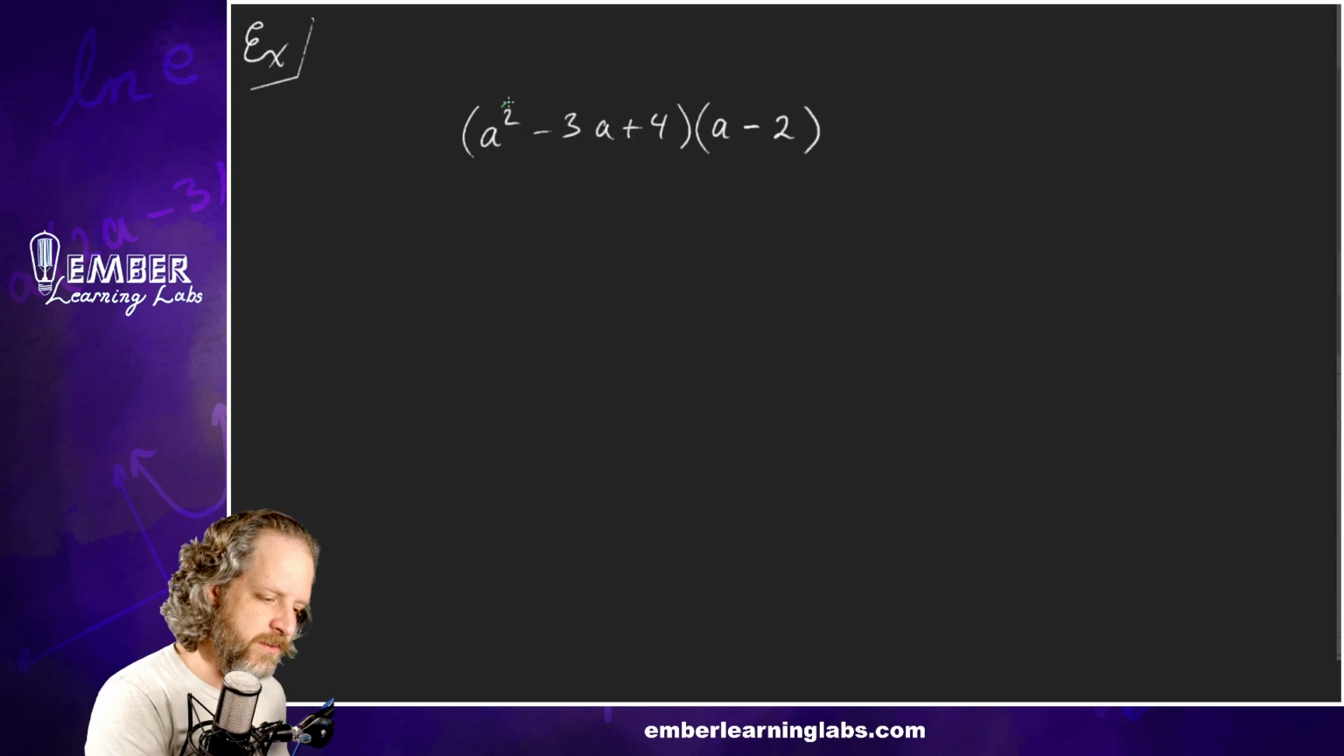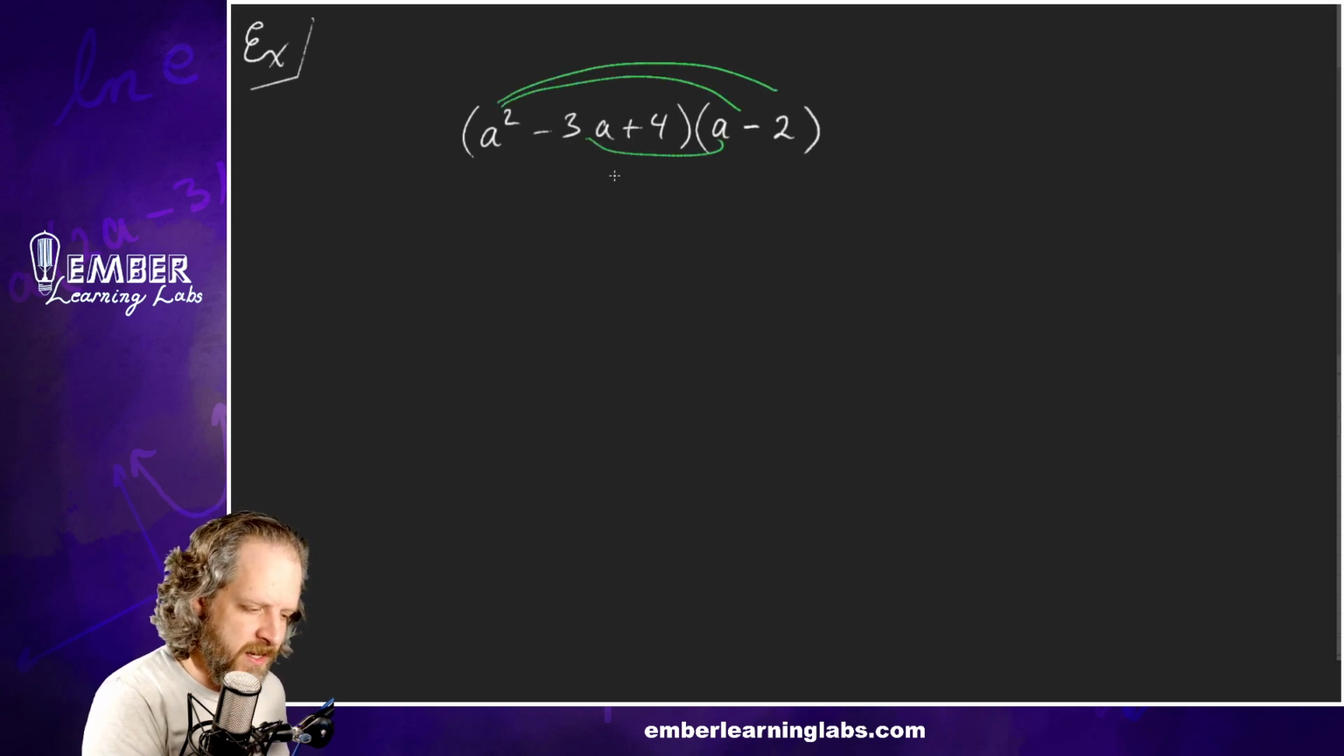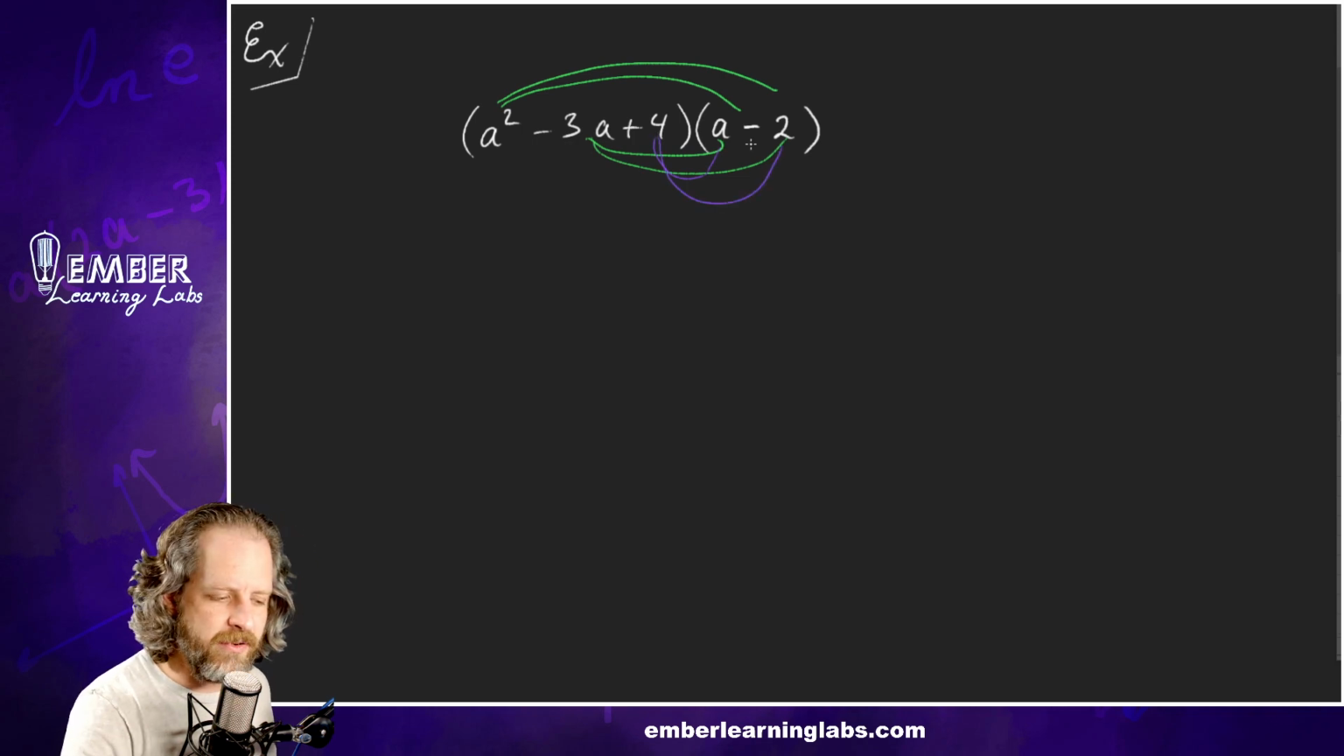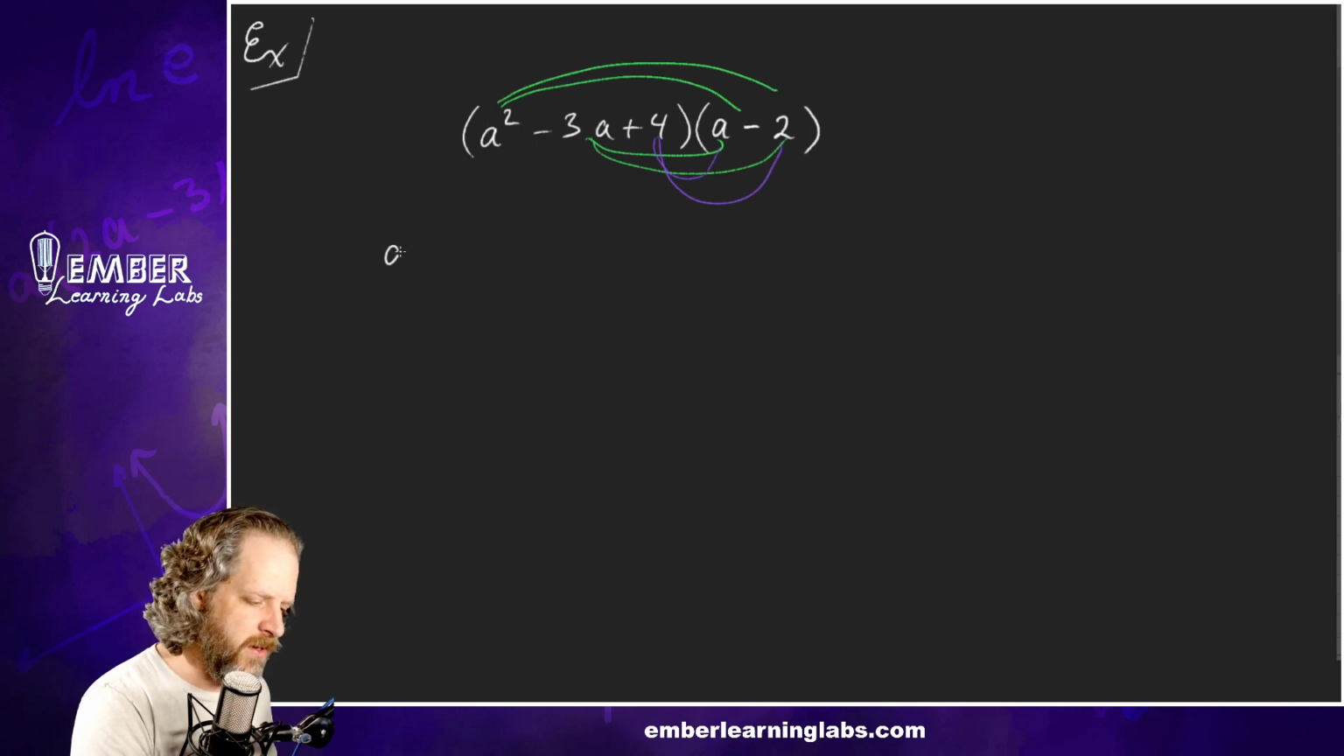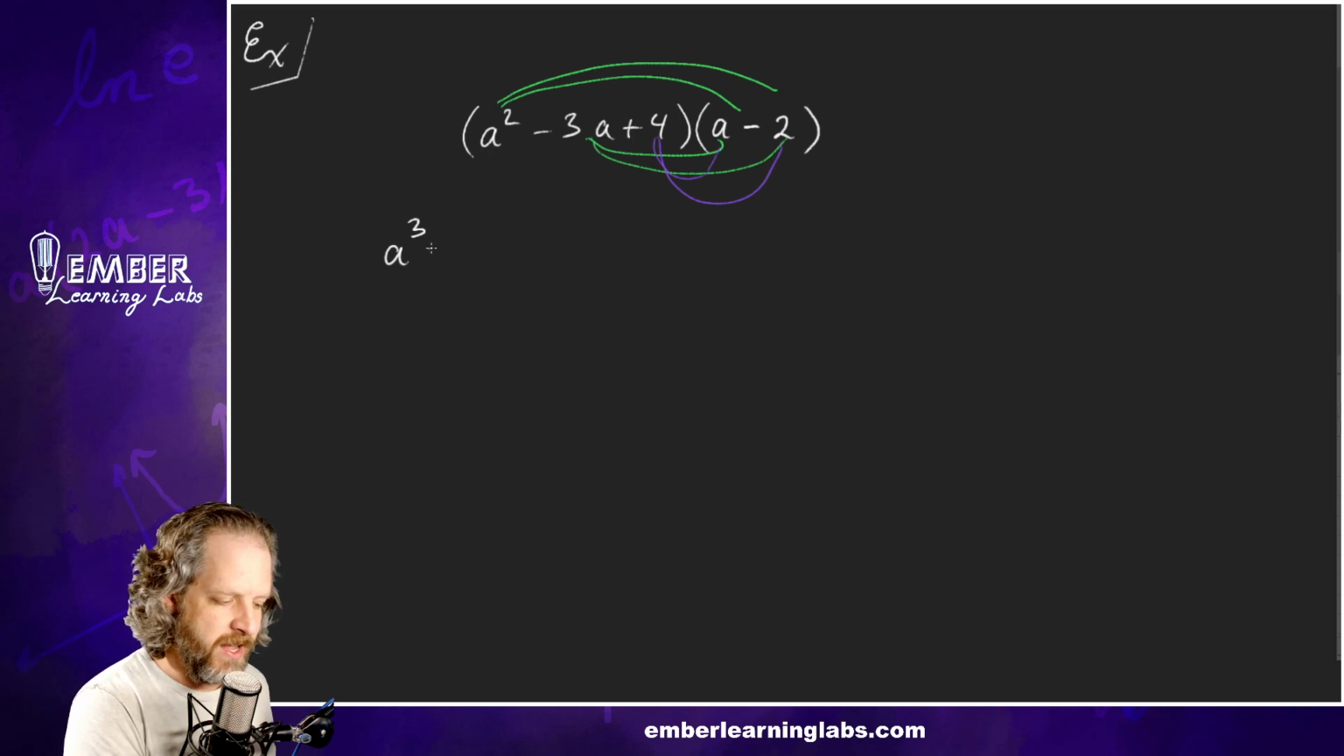I'll show you. We're going to do this times this times that, this times this times that. I'm going to even change colors here, because we're going to go this times this and that times that. We're going to multiply everything times everything. So a squared times a is a cubed. A squared times negative 2 is negative 2a squared.